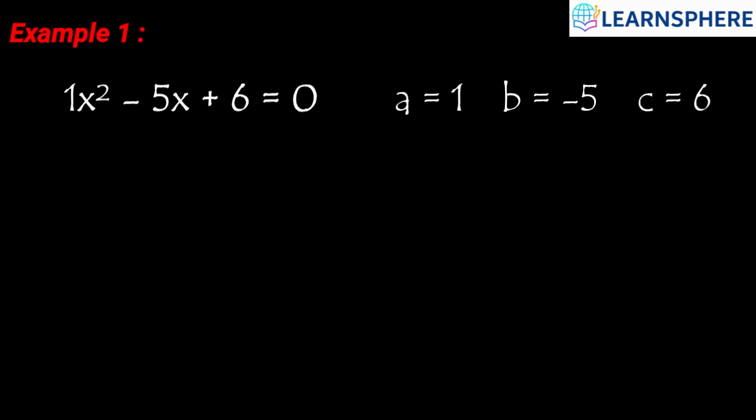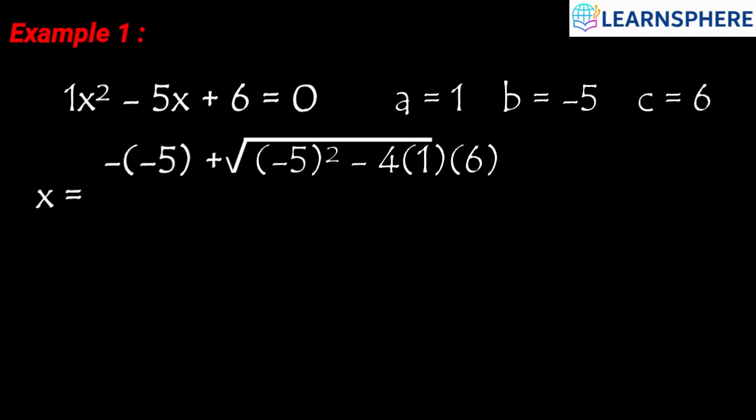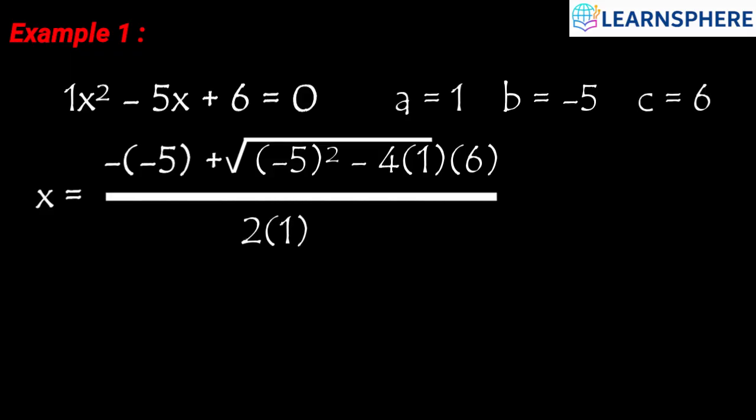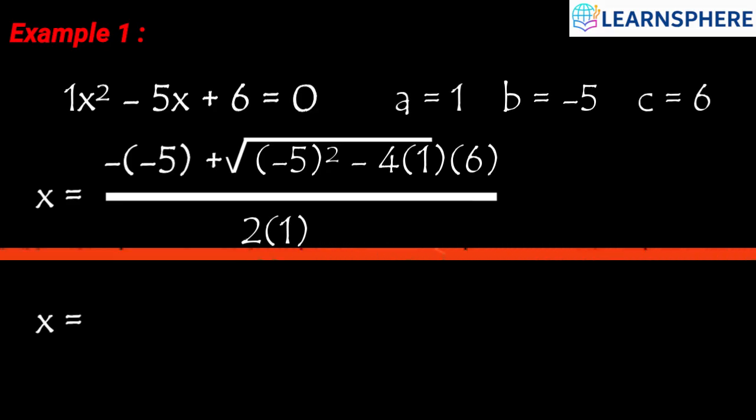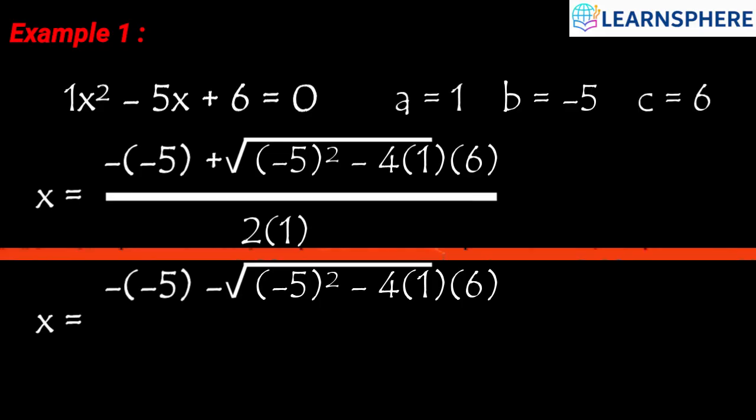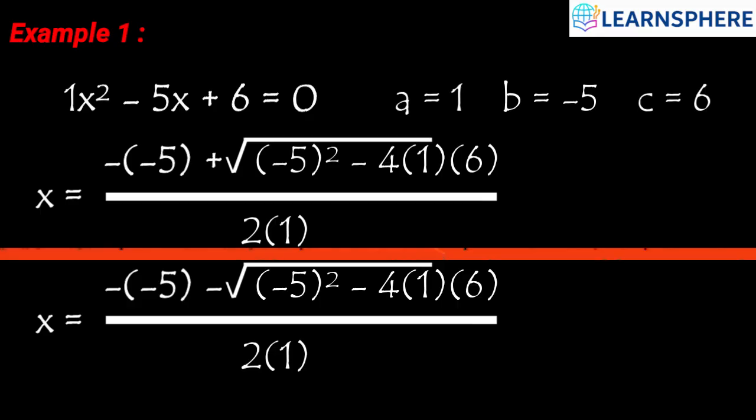Therefore, we have the two equations for x. The first is x equals minus (negative 5) plus the square root of (minus 5) squared minus 4(1)(6), over 2(1). And for our second equation, we have x equals minus (minus 5) followed by a negative sign with the square root of (negative 5) squared minus 4(1)(positive 6), over 2(1).